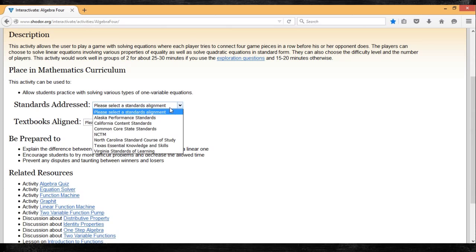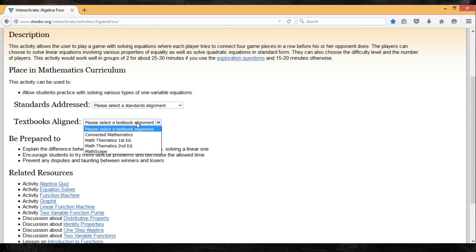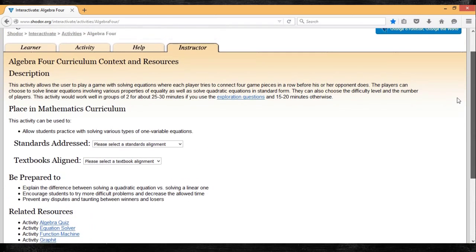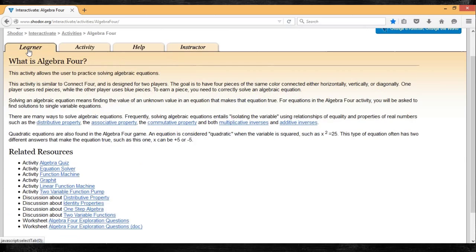It shows you all the standards aligned. Right here you can find NCTM, Common Core, very close to Florida State standards. And it even shows you textbooks that it goes along with. And here are a bunch of related resources that you can use along with this game. And here again, just some related resources for the learner.